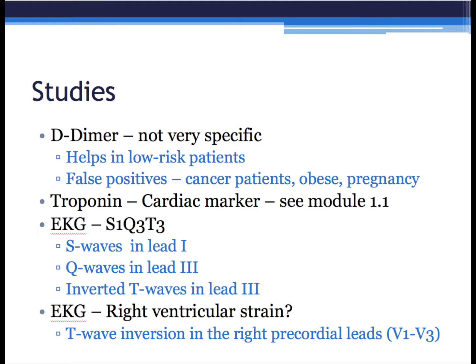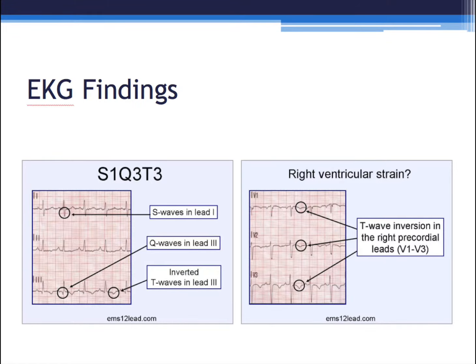EKG findings. So there's a term that we may describe to you, S1Q3T3. This particular term means that there are S waves in lead 1, Q waves in lead 3, and inverted T waves in lead 3. And if this particular finding is on an EKG, the approximate risk, I believe, is anywhere from 10 to 15% that there's a chance of a pulmonary embolism, PE. So if all the history and physical add up and you have this EKG, it's just another piece of the puzzle.